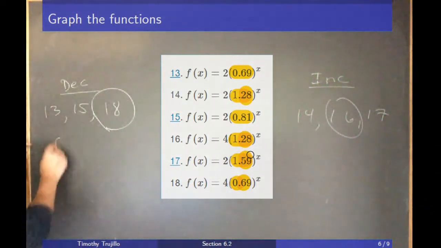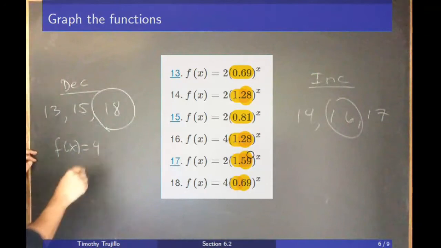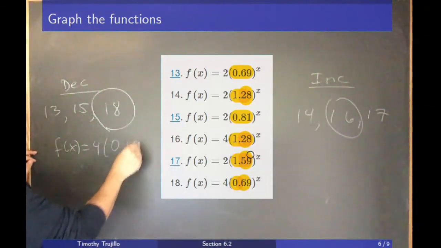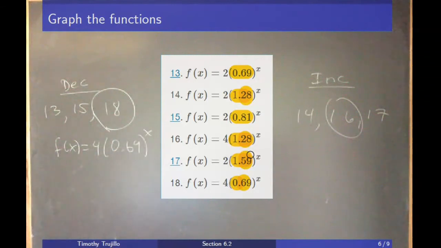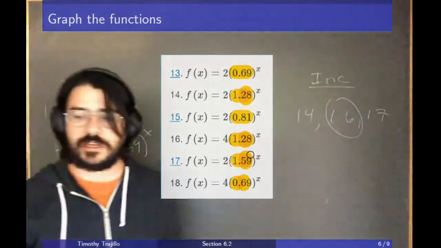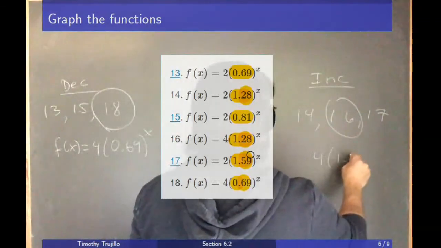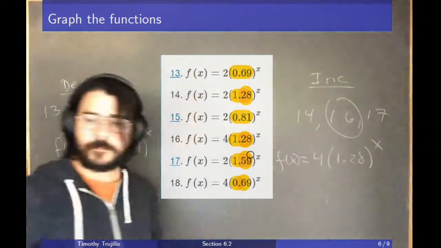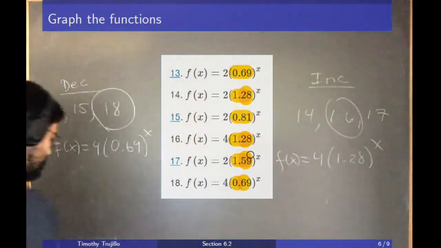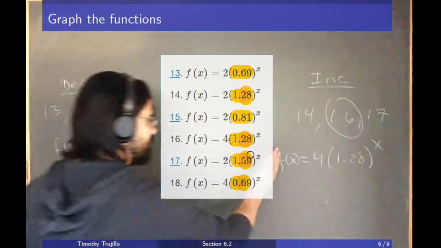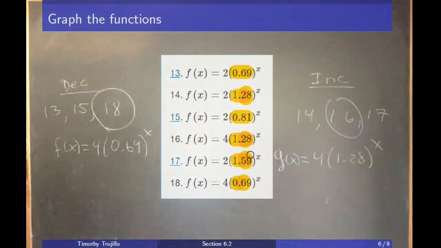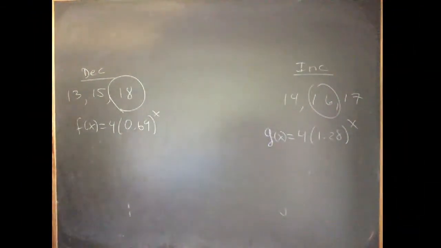18 here is f of x equals 4 times 0.69 to the power of x. And then over here, 16, I guess, is 4 times 1.28 to the power of x. Okay. And just so that things are a little bit different here, I'm going to call this one g of x, and we'll call this one f of x. And then that way we can move this stuff off the board, and we'll just focus on these two, okay?